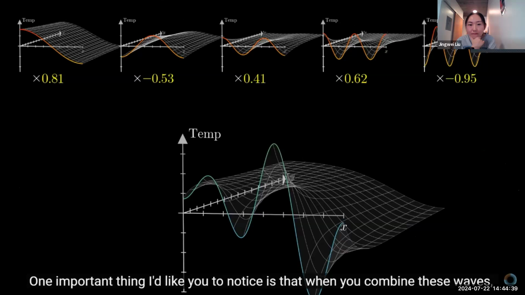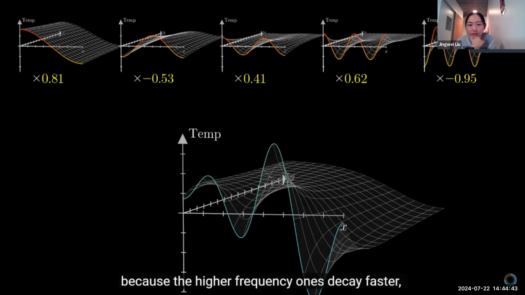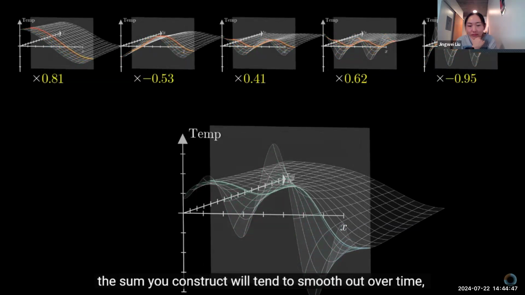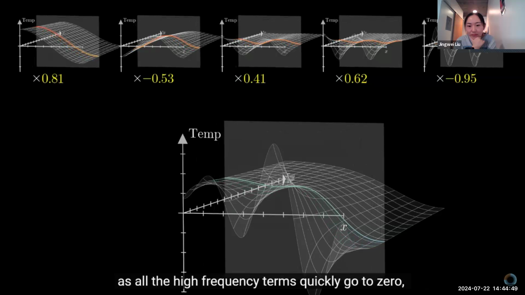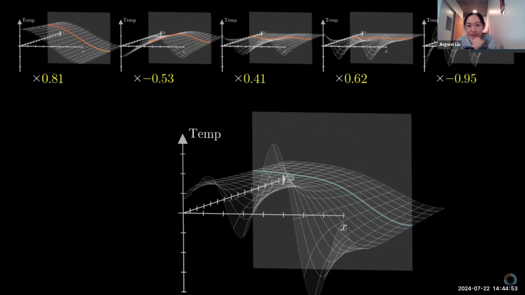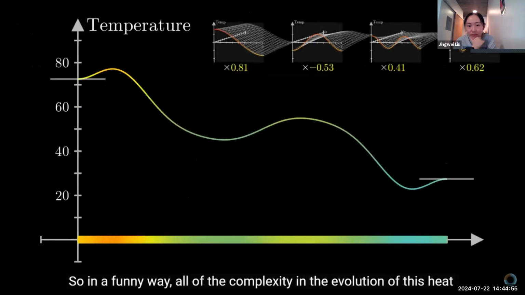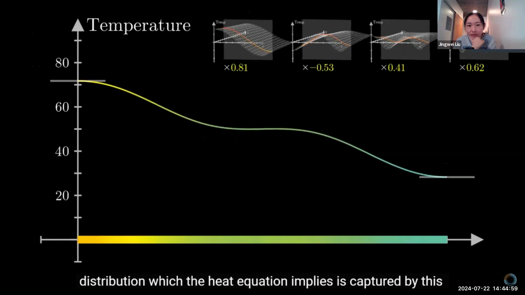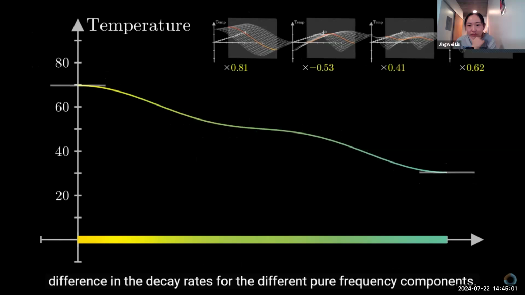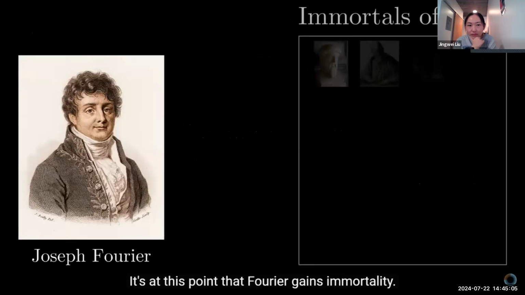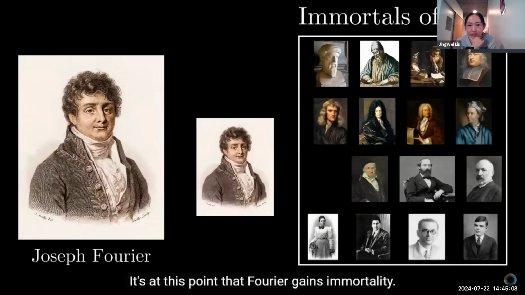One important thing I'd like you to notice is that when you combine these waves, because the higher frequency ones decay faster, the sum that you construct will tend to smooth out over time as all the high frequency terms quickly go to zero, leaving only the low frequency terms dominating. So in a funny way, all of the complexity in the evolution of this heat distribution which the heat equation implies is captured by this difference in the decay rates for the different pure frequency components. It's at this point that Fourier gains immortality.